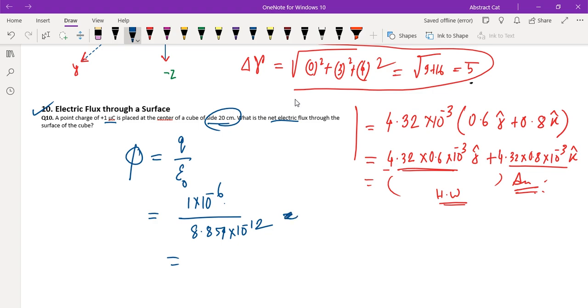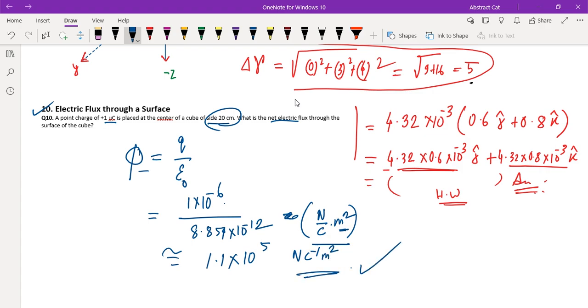If you solve with the help of a calculator, and I put the SI unit here, you get a result of approximately 1.1 into 10 to the power 5. So phi equals E, Newton per Coulomb, times meter square, that is E into A, where A means area. Newton Coulomb to the power minus 1 meter square.